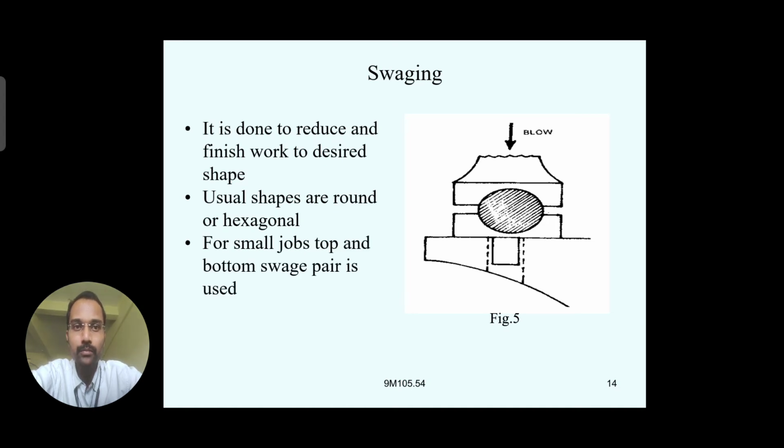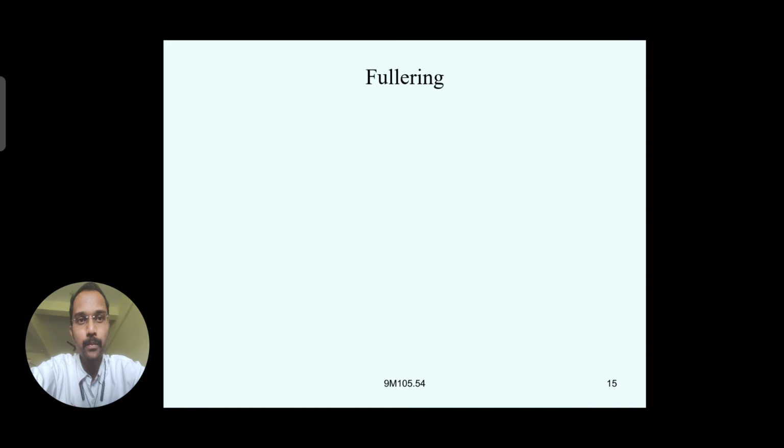So for small jobs, the top and bottom swage pair is used. Mostly we prefer the swage tool for smaller jobs. Then we can get the exact shape with the help of this swaging tool in combination with the hammer, which is used to blow over the swage tool.